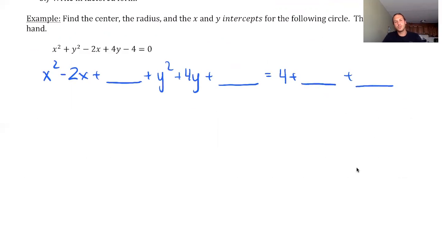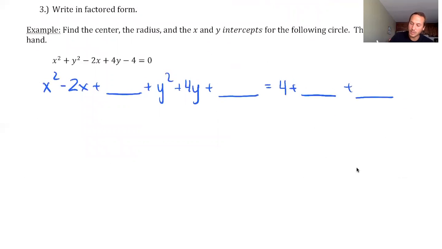Now, where are those two blank spots coming from? One comes from my x's, one comes from my y's. Where did that 4 come from on the right side? I have to move the constant term, okay?